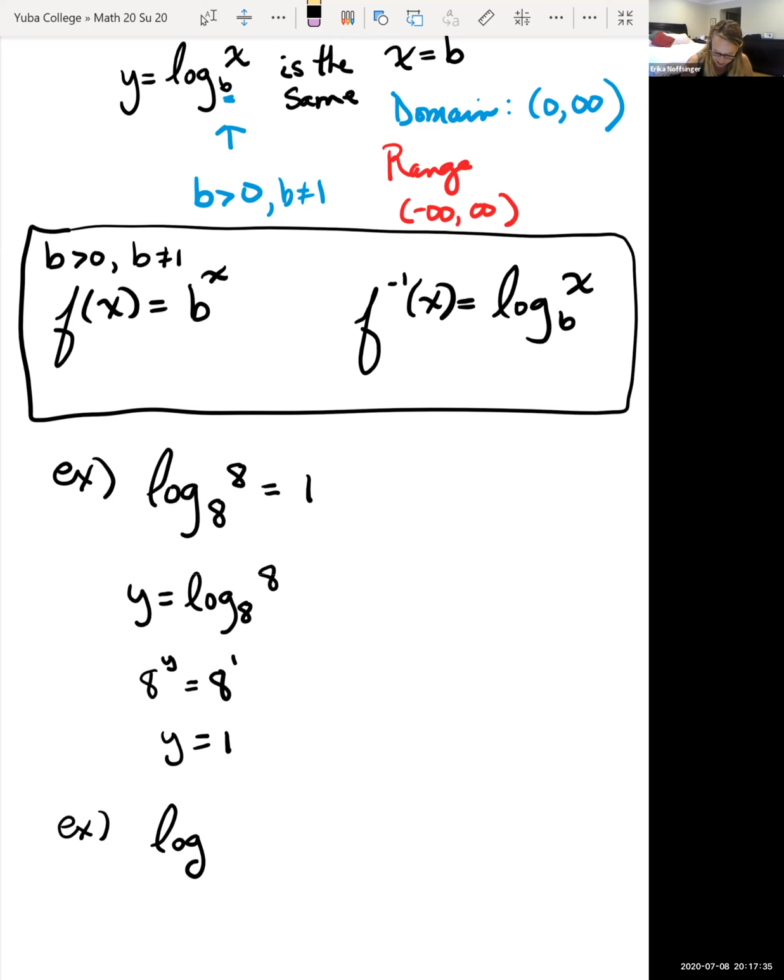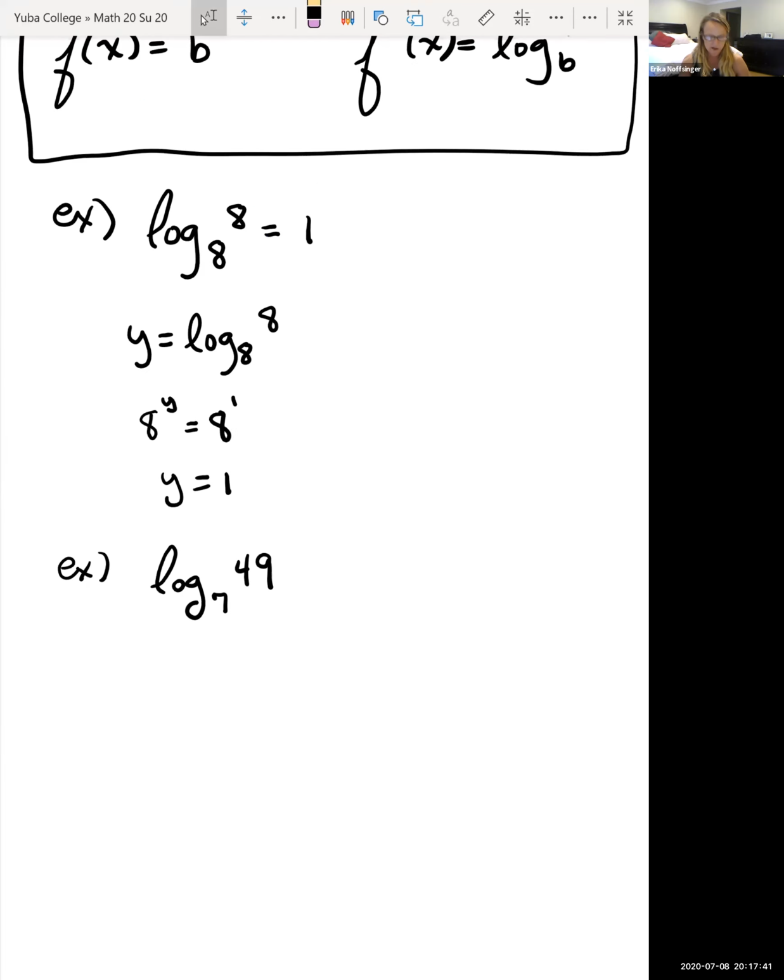So if we have log base 7 of 49, you're thinking to yourself, what can I raise 7 to? 7 to what is going to give us back 49? The second power. So this would equal 2. And we can prove that by what we were doing before, manipulating these to be the same base, then y equals 2.